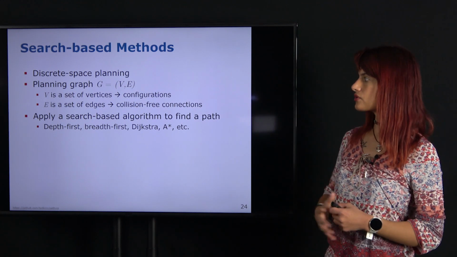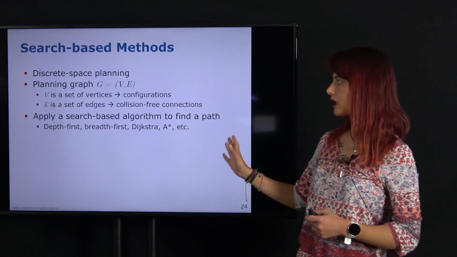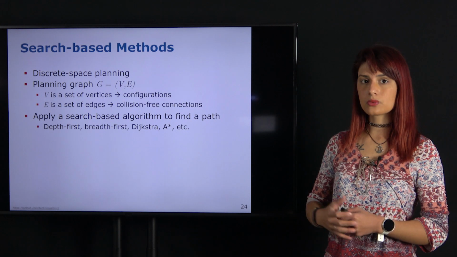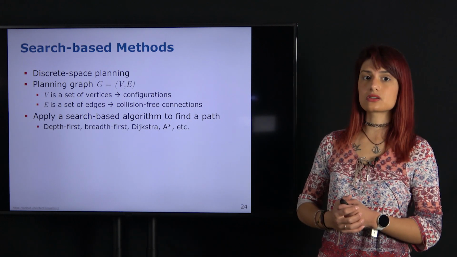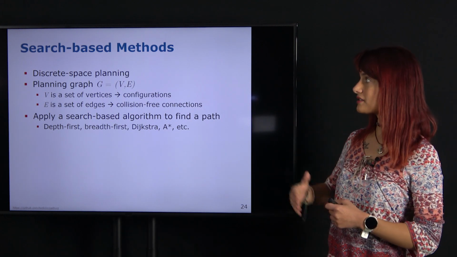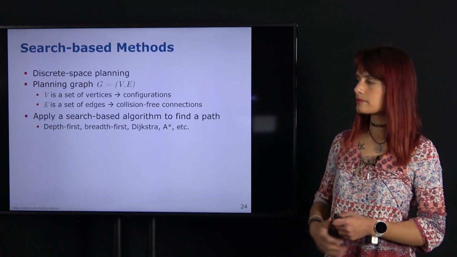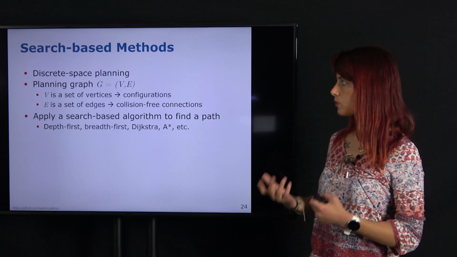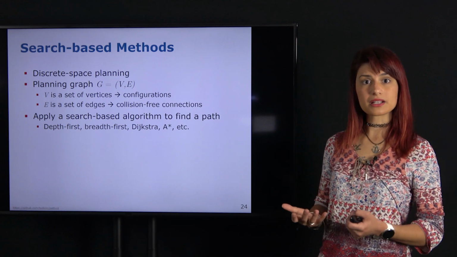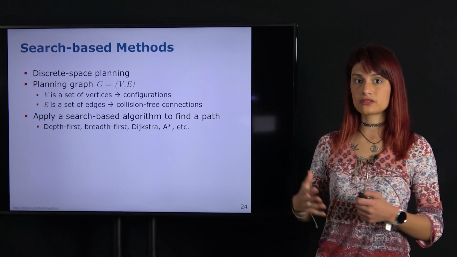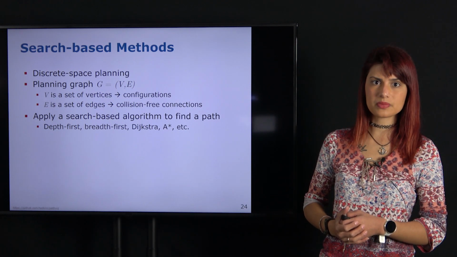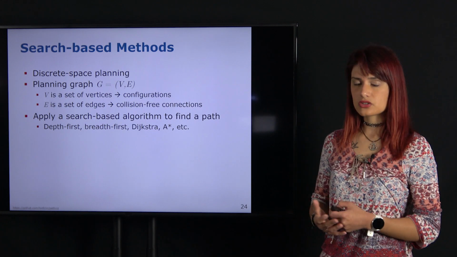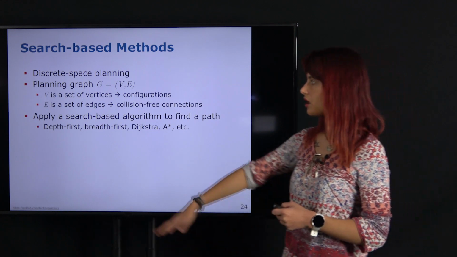And if we have such a graph, we can apply a search-based algorithm to find a path. Details of how this is done will be explained in the next slides and also in the lecture specifically about search-based methods. But this is to just understand the intuition of where a search-based algorithm is applicable. So this is when we have some kind of discretized representation of our space. And common algorithms that are used for search-based planning are listed here.